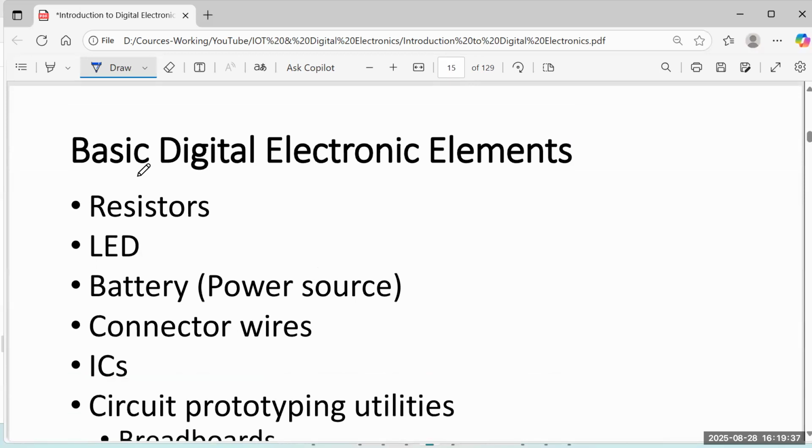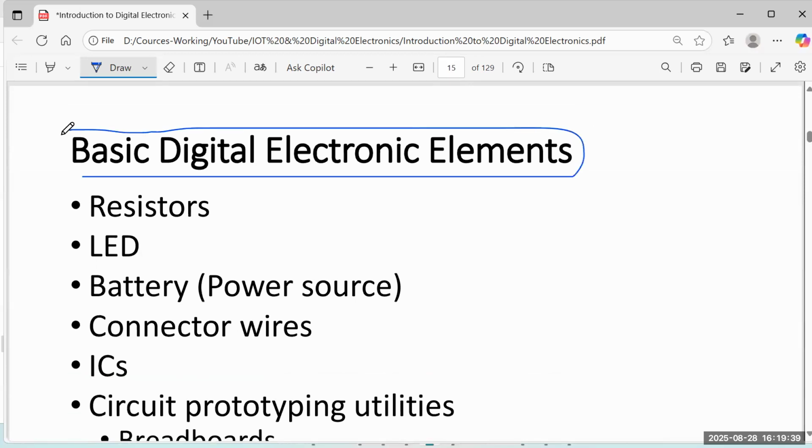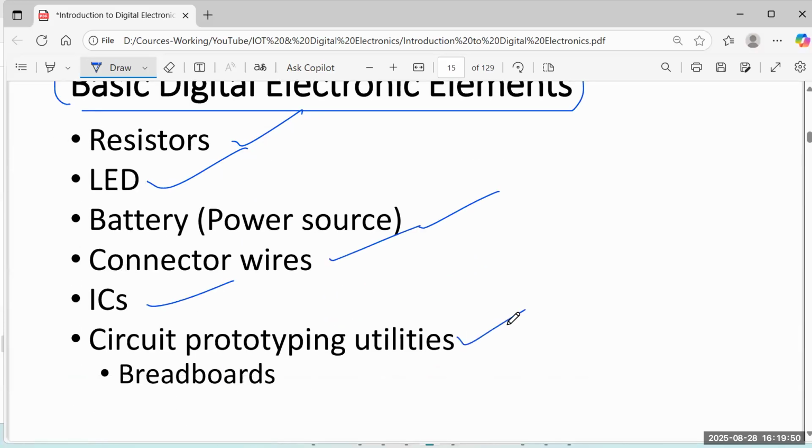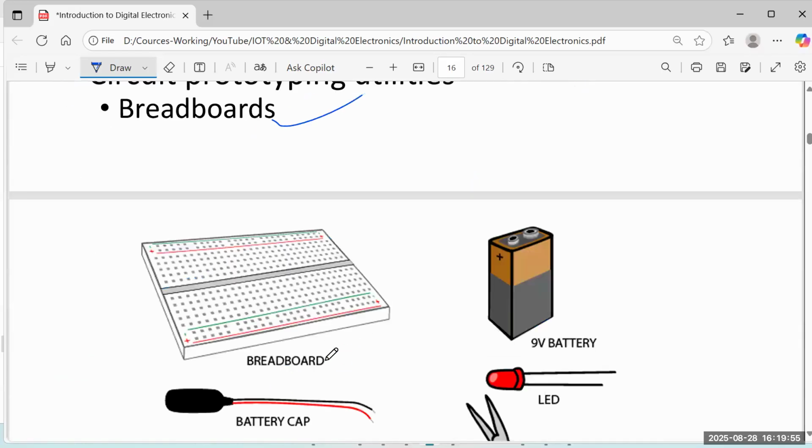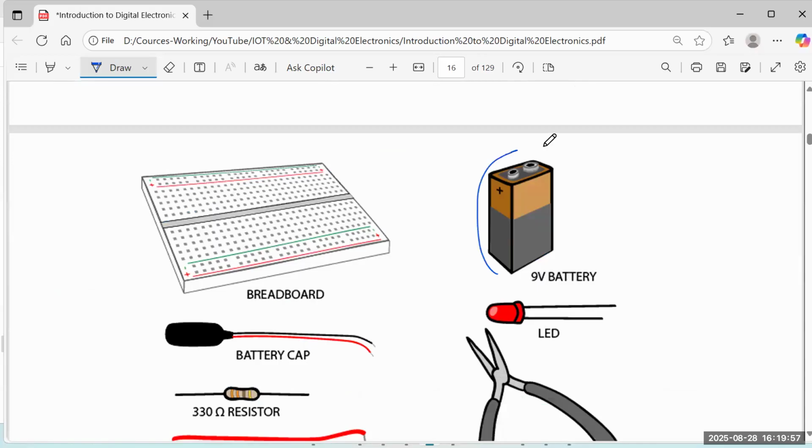Right. So these are the basic digital electronic elements, the very ABC elements. Resistors are there, LEDs are there, a battery for power source, connector wires, ICs, circuit prototyping utilities like breadboards. So this is a battery, a 9-volt battery. 9-volt batteries have a little bit more power than the normal pen torch battery. This is a breadboard. I will explain each and everything.